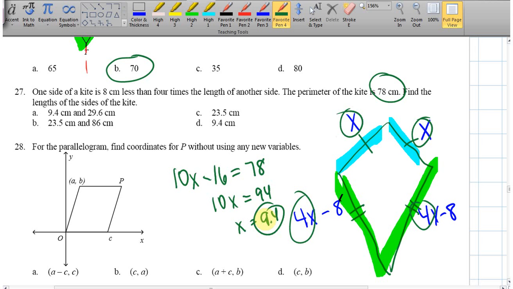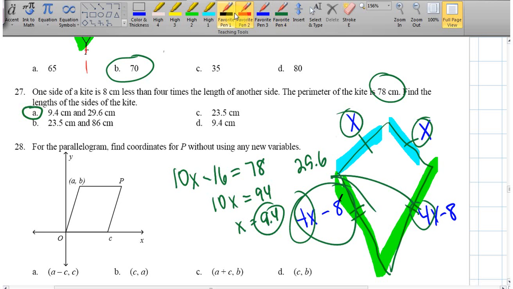It says find the lengths of the sides of the kite. Well, 9.4, 9.4, and then when I back substitute, 9.4 times 4 minus 8 is going to be 29.6. This length in here is going to be 29.6, and so is that one. So what are the two lengths right there? They are 9.4 and 29.6.